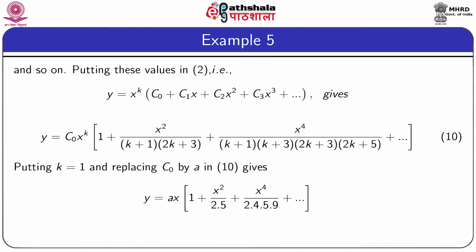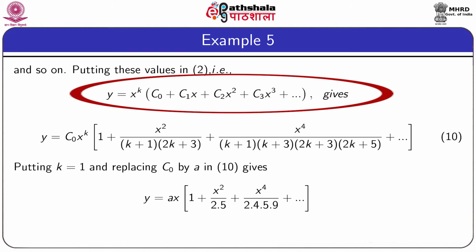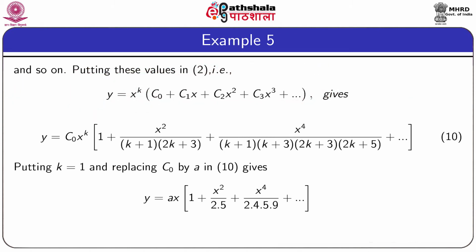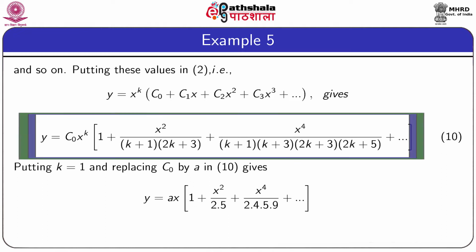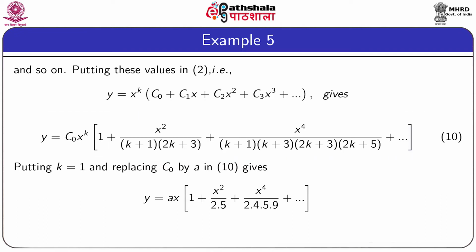Substituting these values in equation 2, that is the series y equal to x to the power k into c 0 plus c 1 x plus c 2 x square plus c 3 x cube plus dot dot dot, we will get y equal to c 0 x to the power k into 1 plus x square by k plus 1 into 2 k plus 1 plus x to the power 4 by k plus 1 into k plus 3 into 2 k plus 1 into 2 k plus 5 plus dot dot dot.